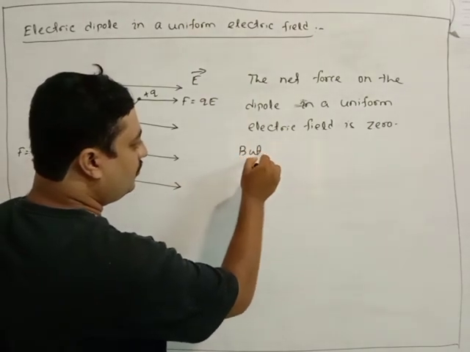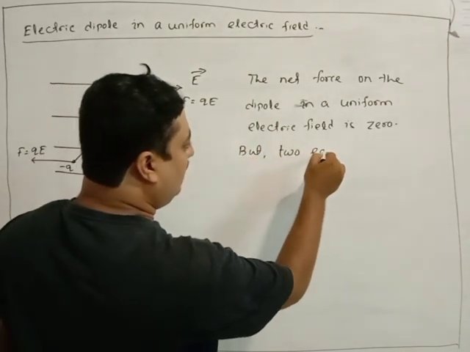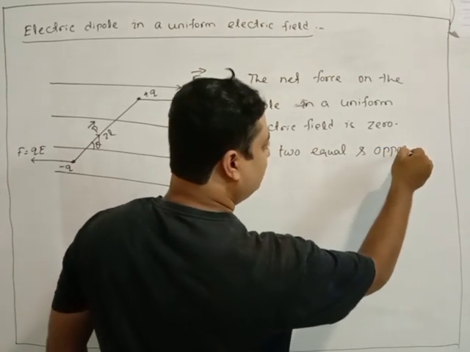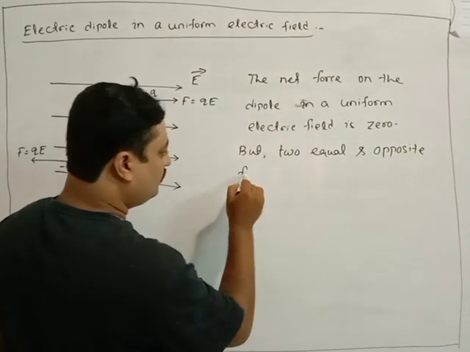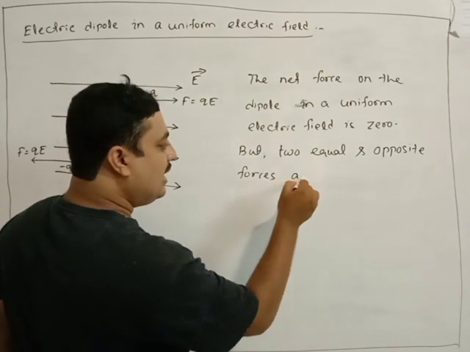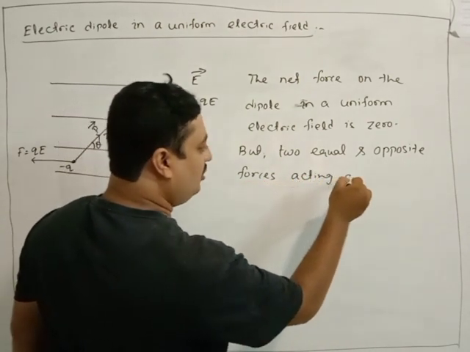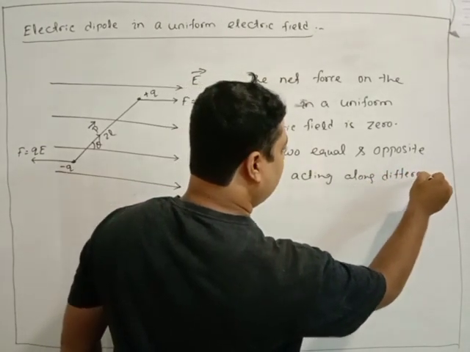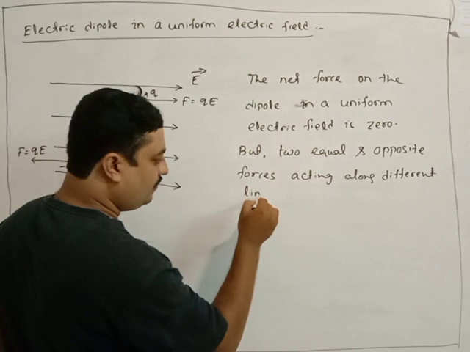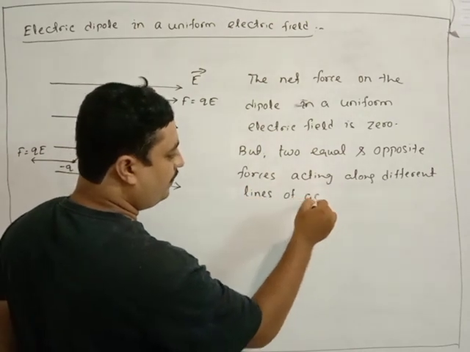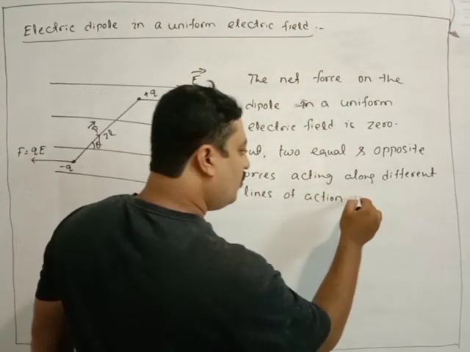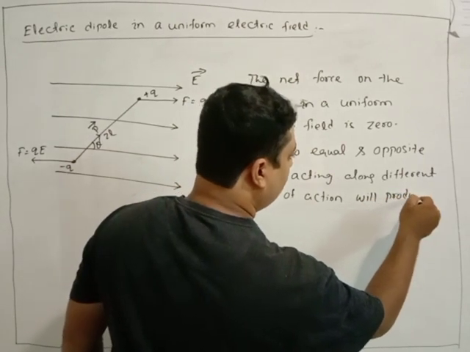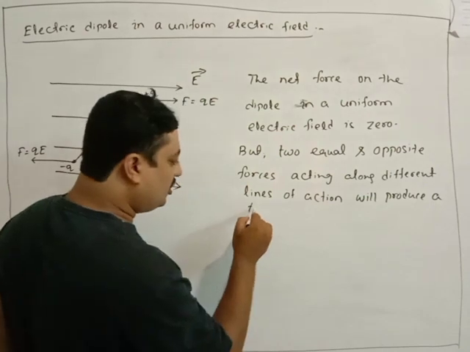But two equal and opposite forces acting along different lines of action will produce a torque on the dipole.